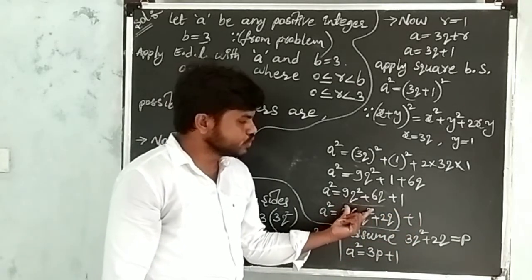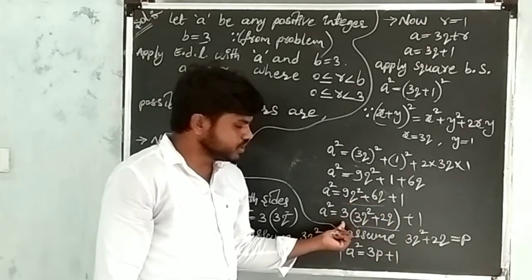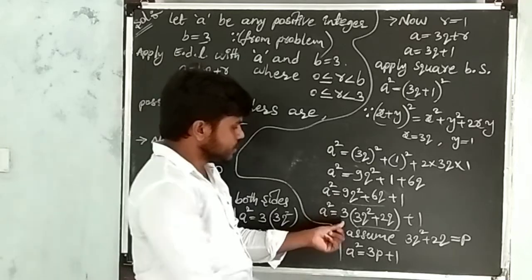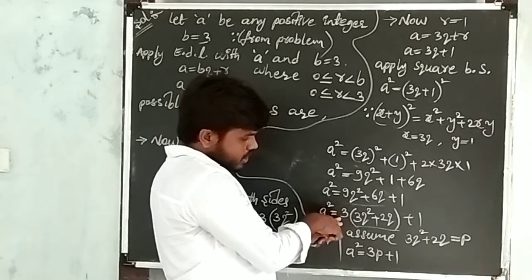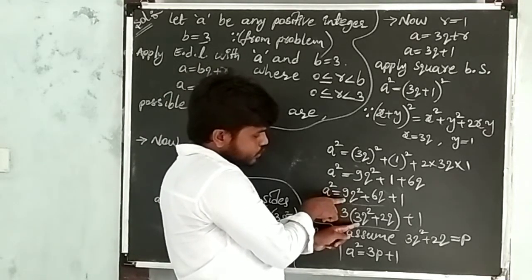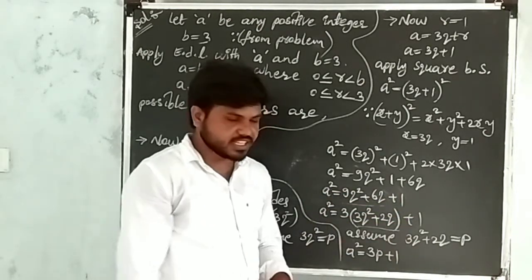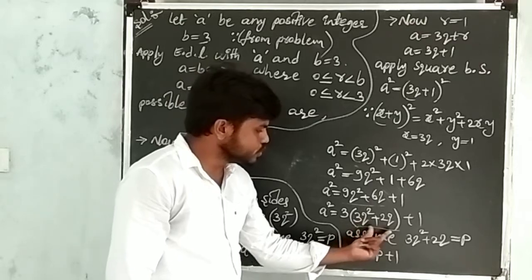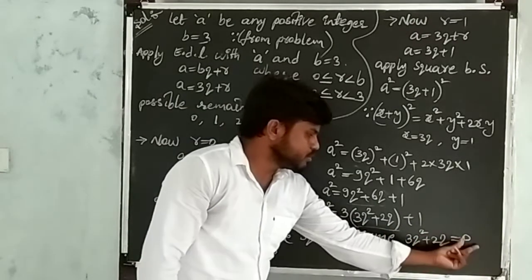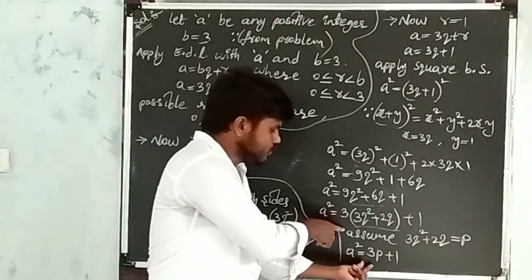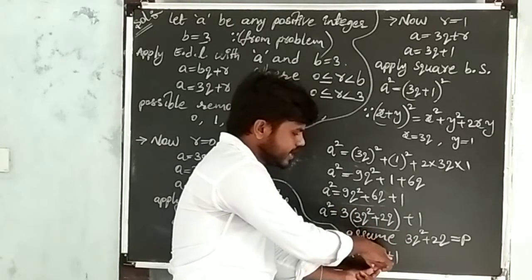From 9Q squared and 6Q, I took 3 common. A squared equals 3 outside, and what is left here is 3Q squared plus 2Q, plus 1 as it is. Now assume this 3Q squared plus 2Q as P. Substitute this P value. A squared equals 3 times P plus 1.